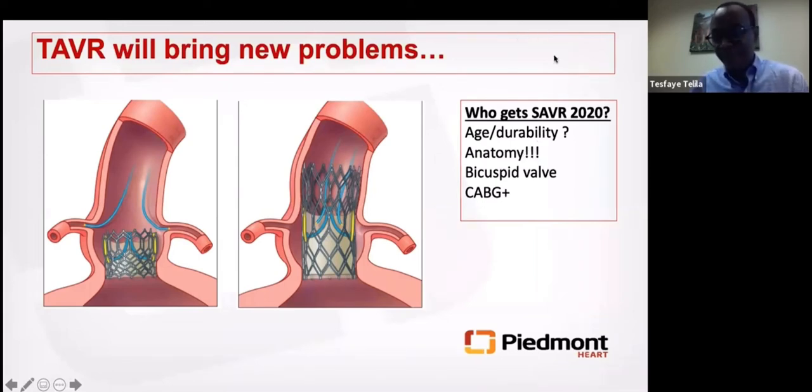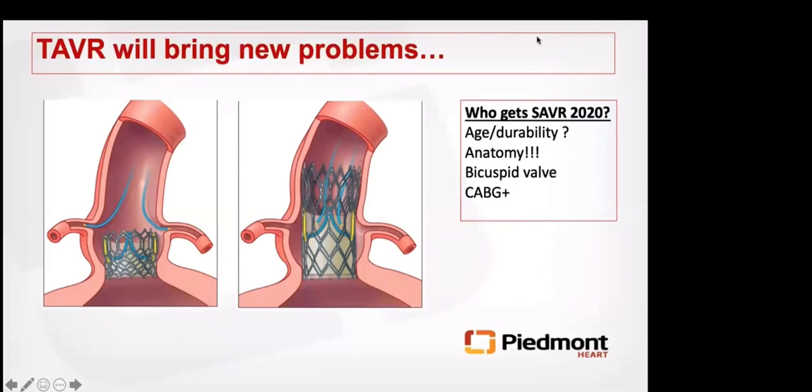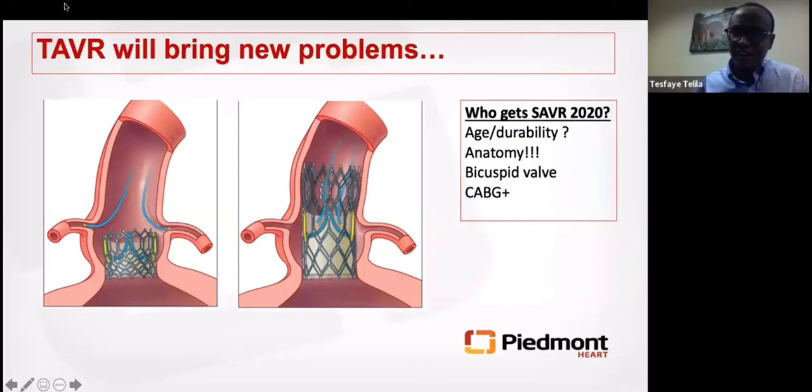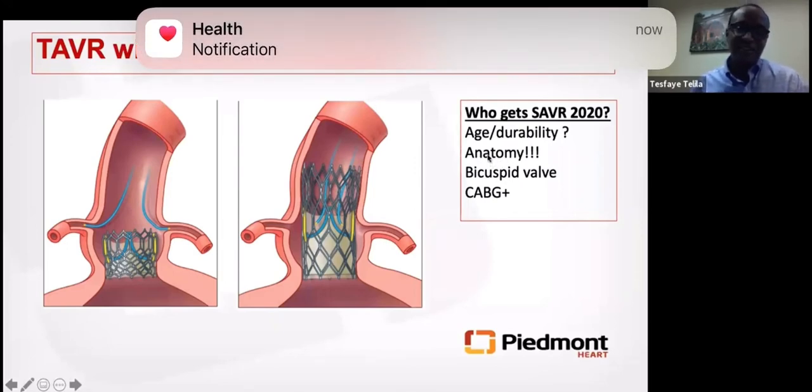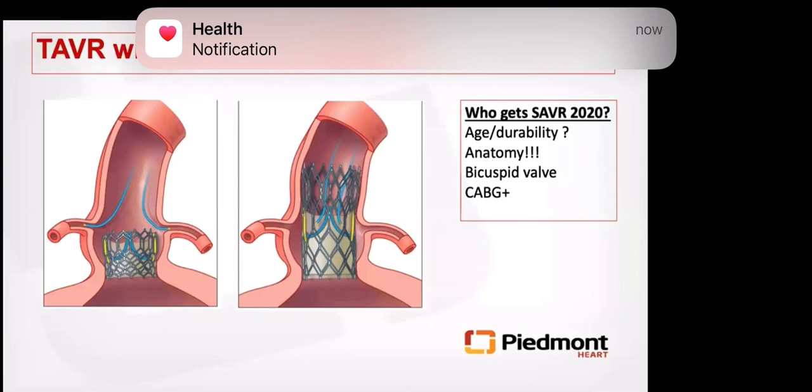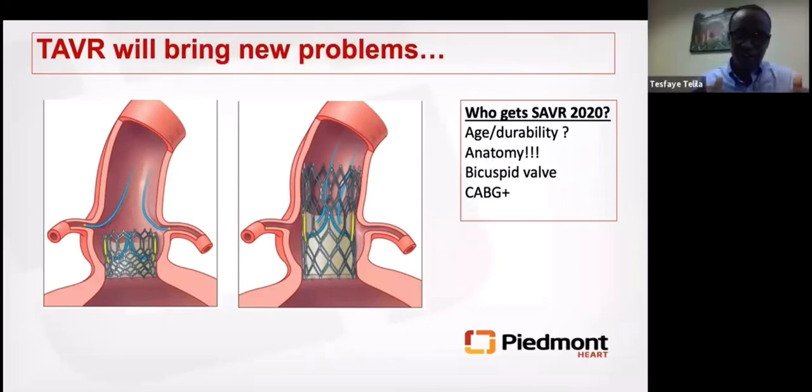So who gets SAVR? Right now the question is not really who gets transcatheter aortic valve, but who gets surgical valve. Of course, TAVR has expanded, but we shouldn't offer transcatheter aortic valve to everybody. Anatomy is really important. Do they have high risk anatomy? Do they have good sinus depth? Do they have low coronary height? If the coronary heights are low, the chance of coronary obstruction is very high.